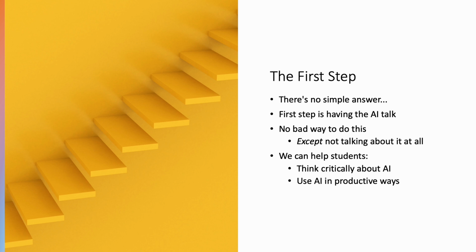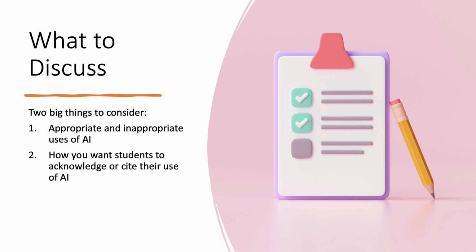If we discuss AI, if we talk about AI with our students, we can help them think more critically about AI, and we can help them, hopefully, use it in more productive ways, and probably in ways that they had never considered using it. So there's two big things we think it's important for you to discuss with your students. One is the appropriate and inappropriate uses of AI. And two is how you want your students to acknowledge or cite their use of AI.